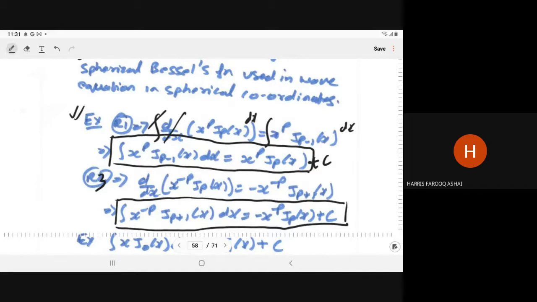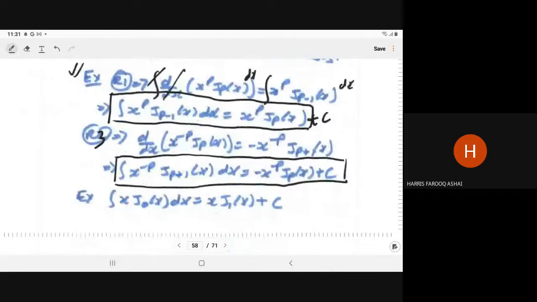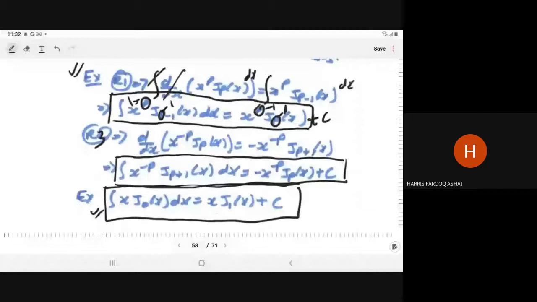In the above one, if you put p is equal to 1, you will get the integral of x J_0 dx is equal to x J_1 plus c. Generally, we have many uses of J_0 and J_1, so that's why we are keeping this relation also. For example, the integral of sin x, the integral of cos x. In the same fashion, we have the integral of this.